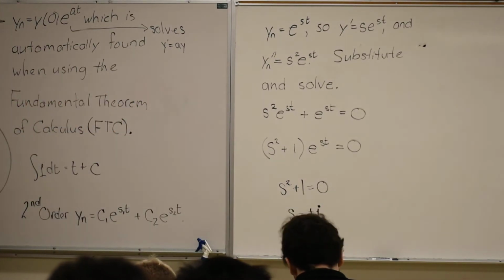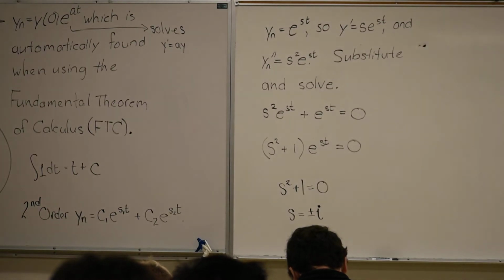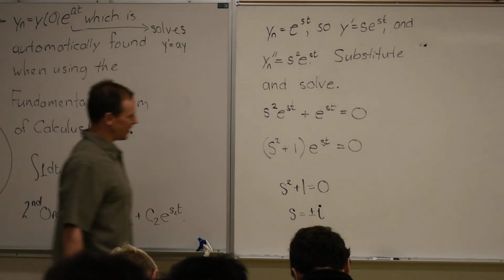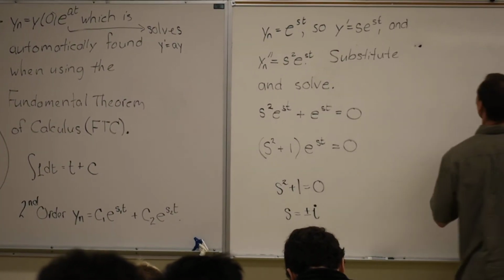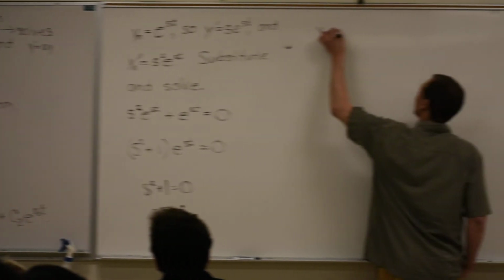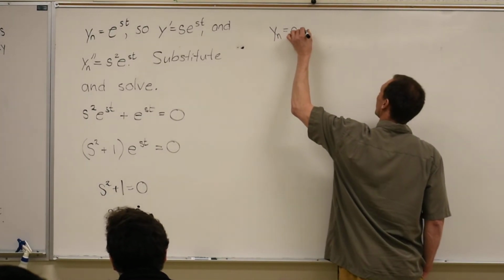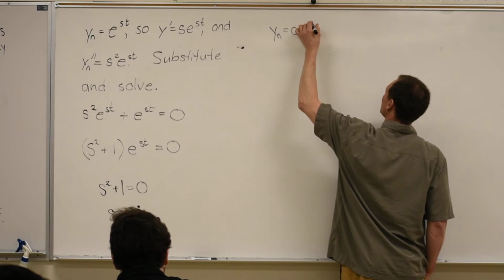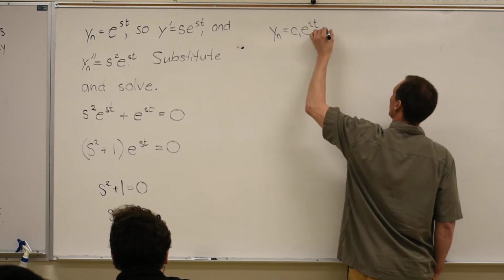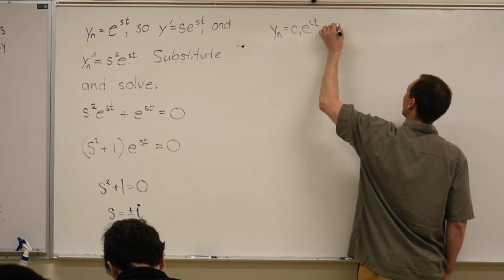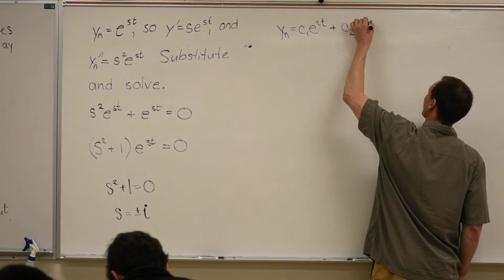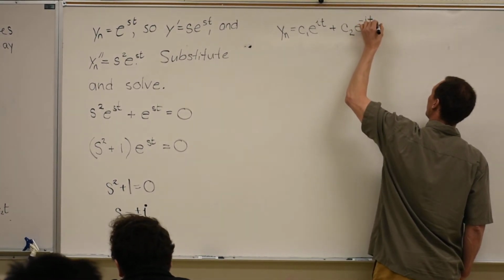Do we get the C's later? Right now. Okay, so now we can write our solution. So our solution is y null is C1 e to the i t plus C2 e to the minus i t.